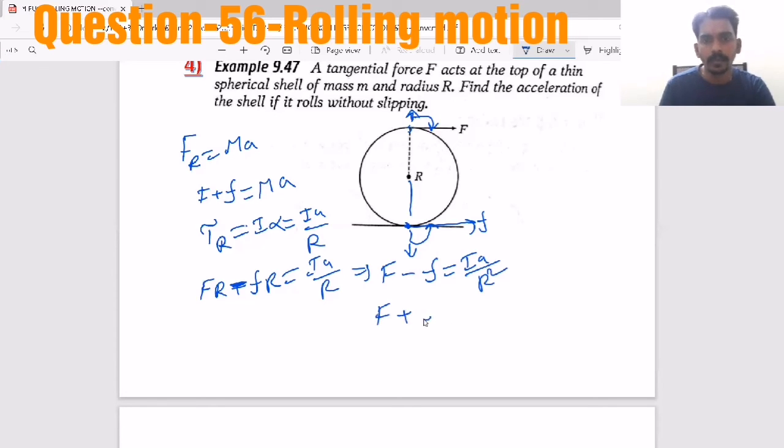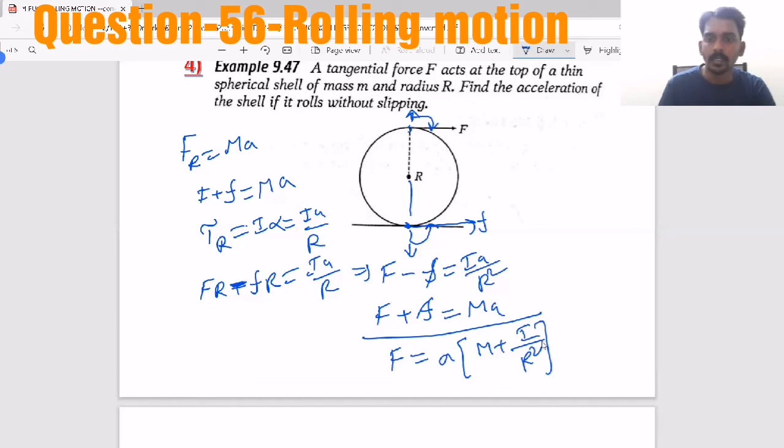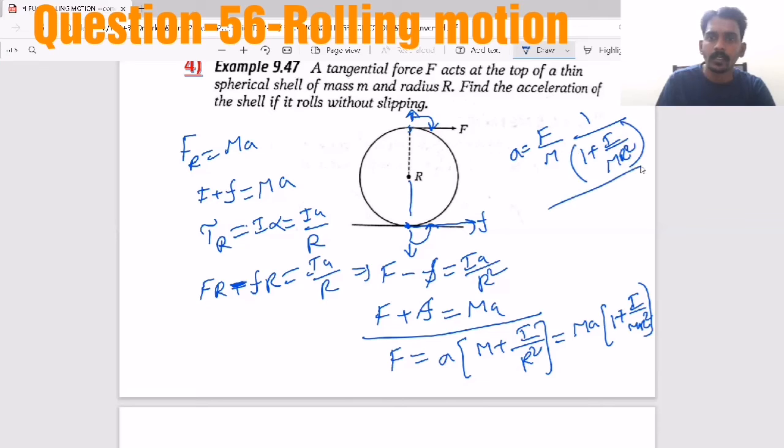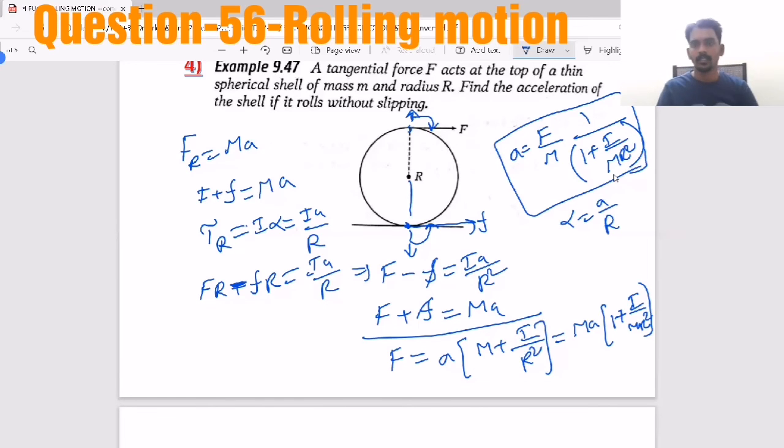Then if you take the first equation, F plus f equal to M A, and add both of them, you will get F equal to acceleration times, taking M common, M plus I by R square, or else if you take M common, 1 plus I by M R square. They are asking acceleration now, so the final equation is A equal to F by M by 1 plus I by M R square. If they are asking the angular acceleration, then alpha you can get as A by R.